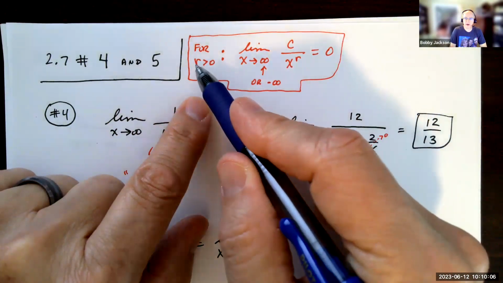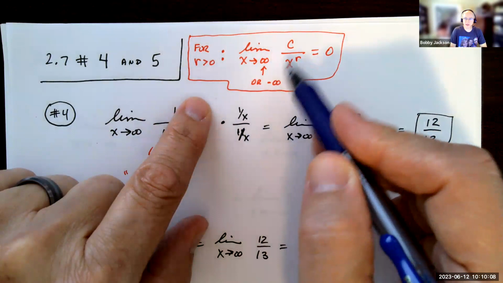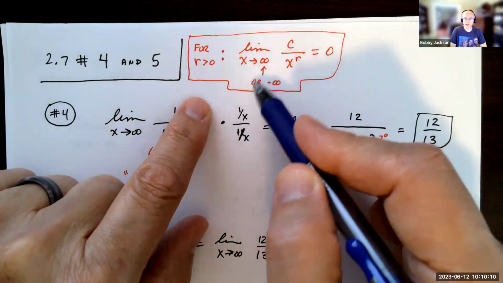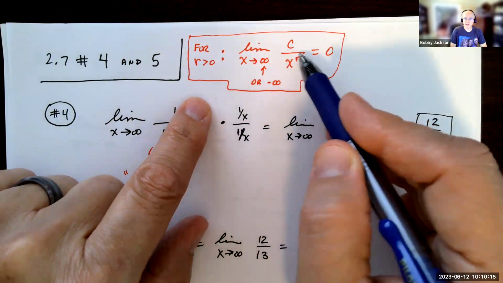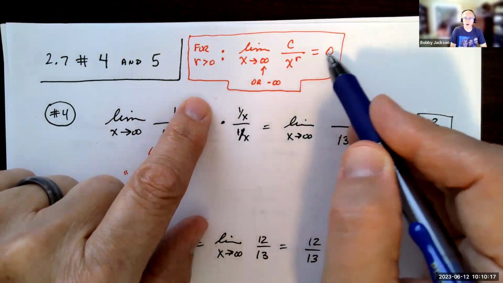For any constant r greater than 0 and any constant c, the limit as x goes to infinity or negative infinity, whichever one, doesn't matter, of some constant c divided by x to the r power will always be 0.